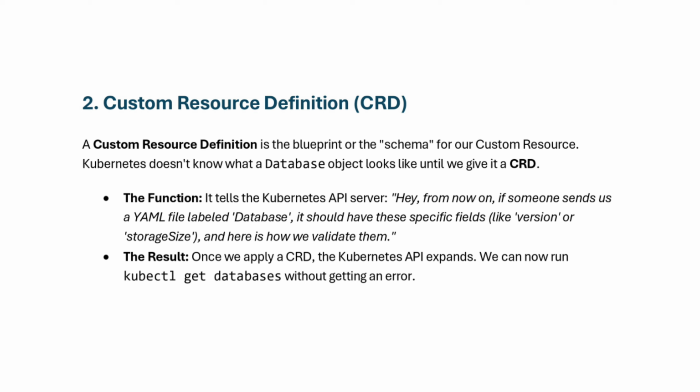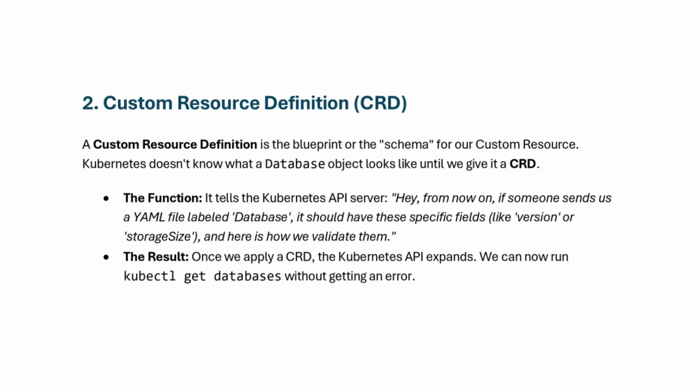Now let's understand what a custom resource definition is. A custom resource definition is the blueprint or the schema for our custom resource. Kubernetes doesn't know what a database object looks like until we give it a CRD. The function: it tells the Kubernetes API server, from now on, if someone sends us a YAML file labeled database, it should have these specific fields like a version or storage size, and here is how we validate them. The result: once we apply a CRD, the Kubernetes API expands. We can now run kubectl get databases without getting an error.